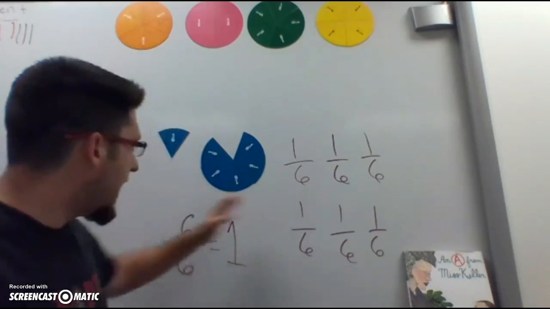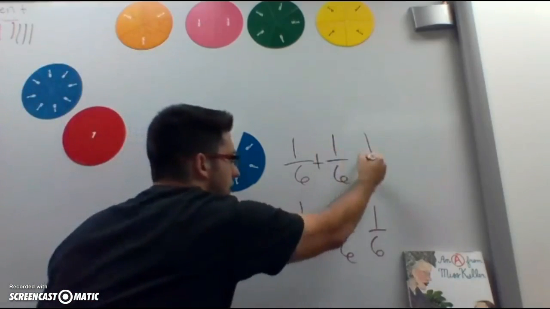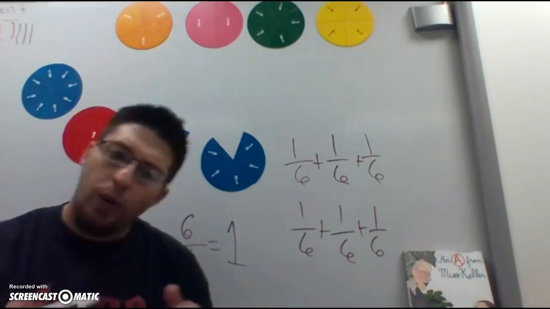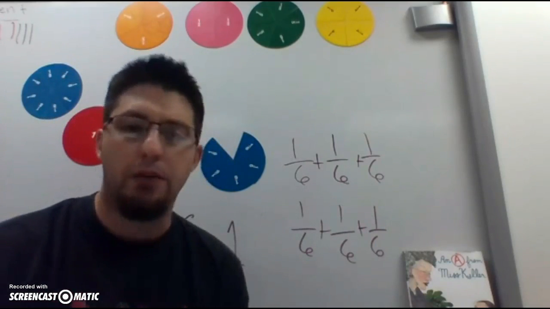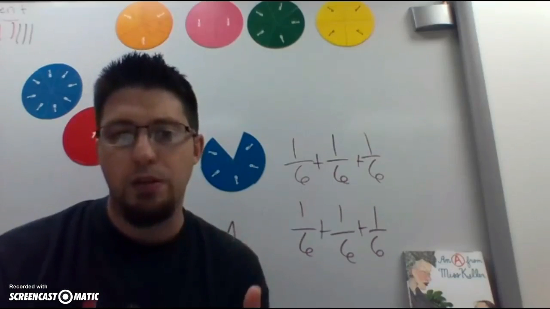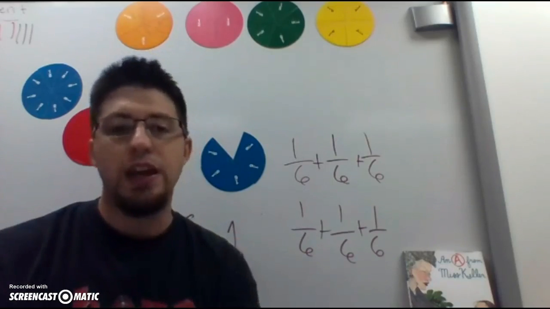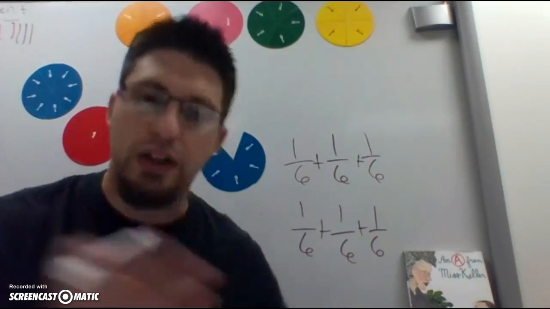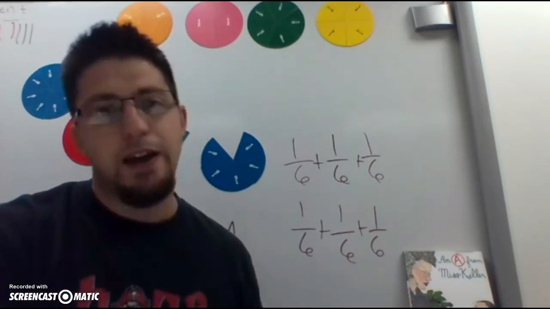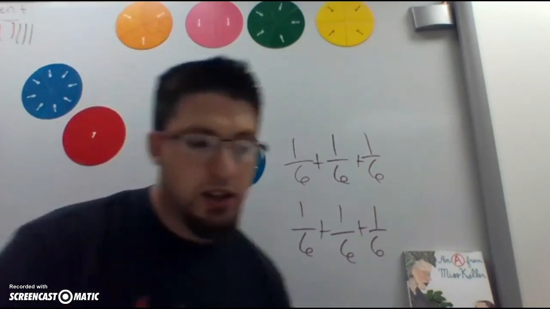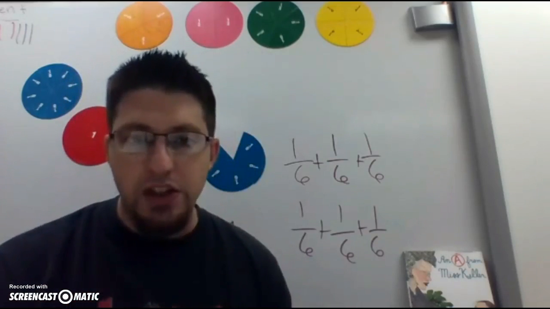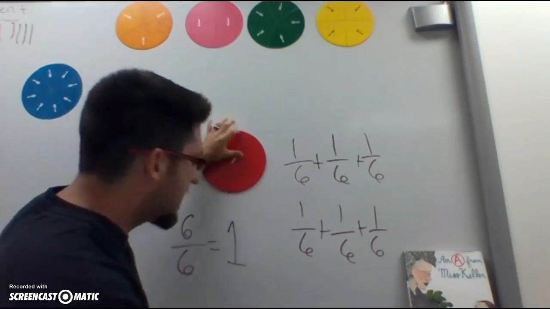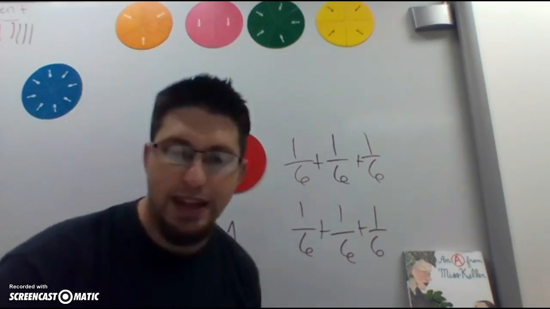So if we added all these up, we get the 6/6, but what's another way to think about repeated addition? What else is repeated addition? Well, multiplication is repeated addition. And what's the inverse operation of multiplication? Well, that's division. Okay? So a fraction just describes the division of a whole into equal parts. That's all it represents. That's it.